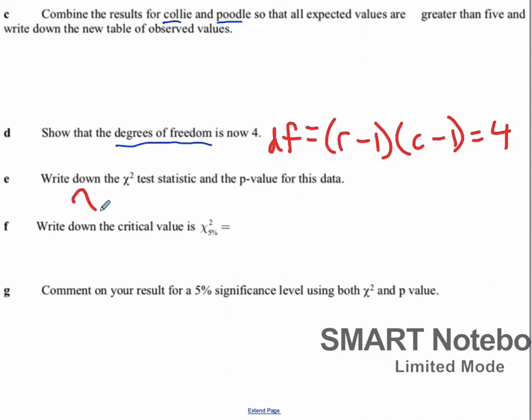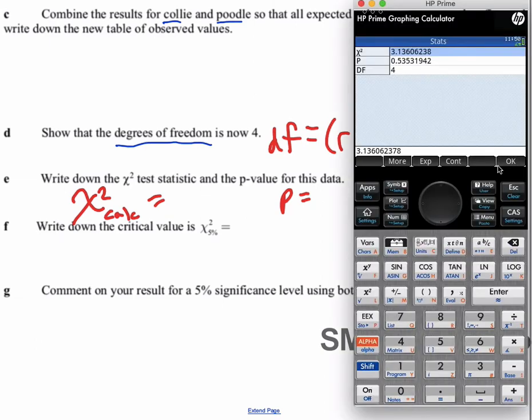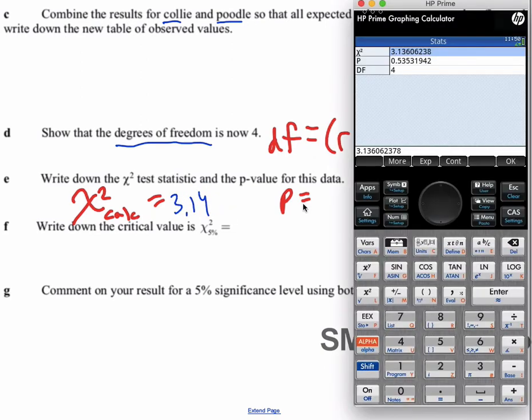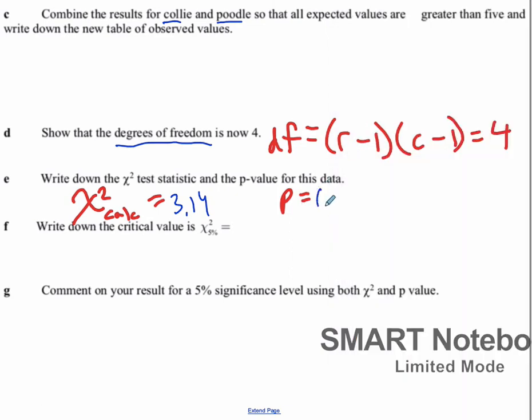The chi-squared test statistic is the number that comes out of your calculator. So we'll write it as chi-squared calculated. And we have a p-value as well that comes out of the calculator, which I'll show you in a second. Okay, to get the p-value, we just go to calculate, and there it is. So we have the chi-squared value, the p-value, and the degrees of freedom is even there. So the chi-squared calculated value is 3.14, and the p-value is 0.535.